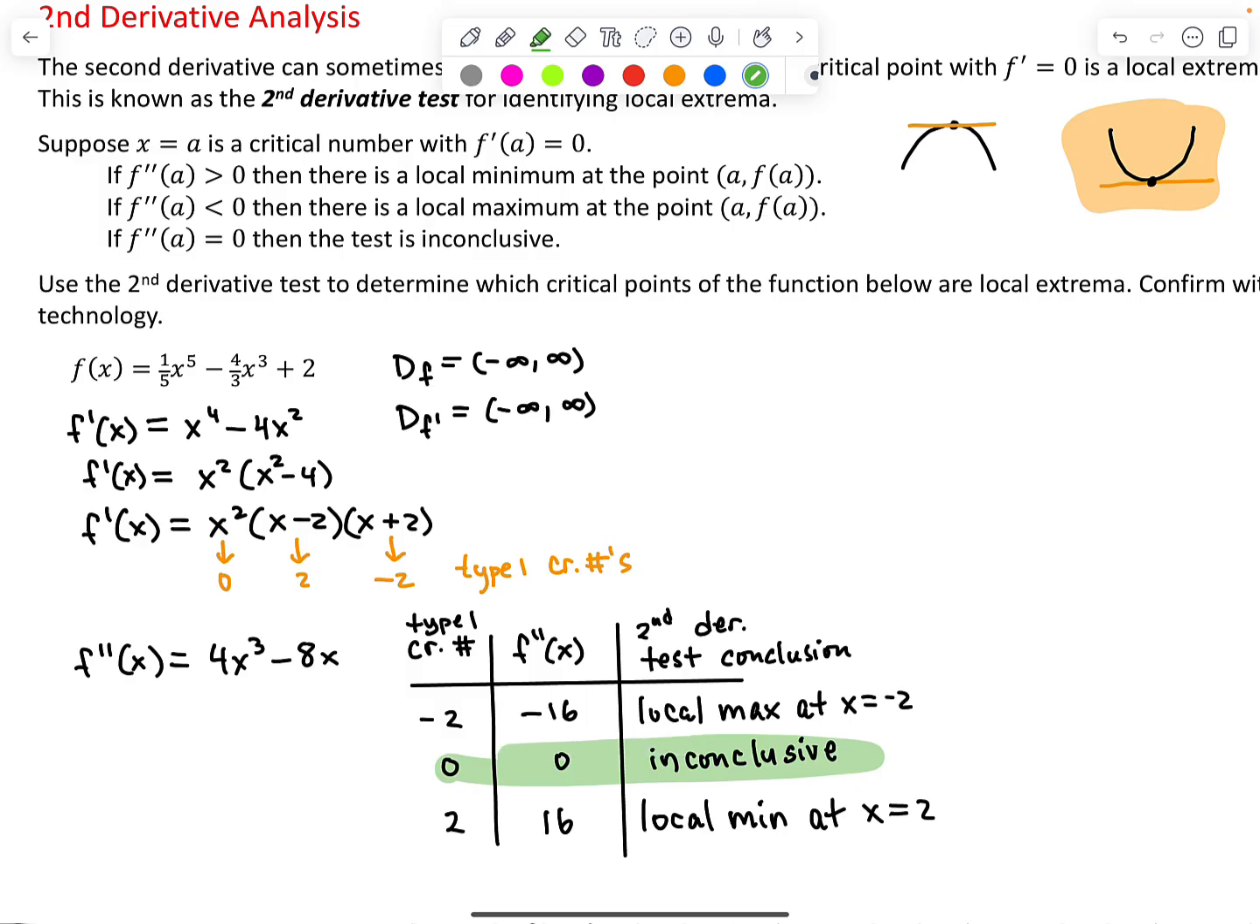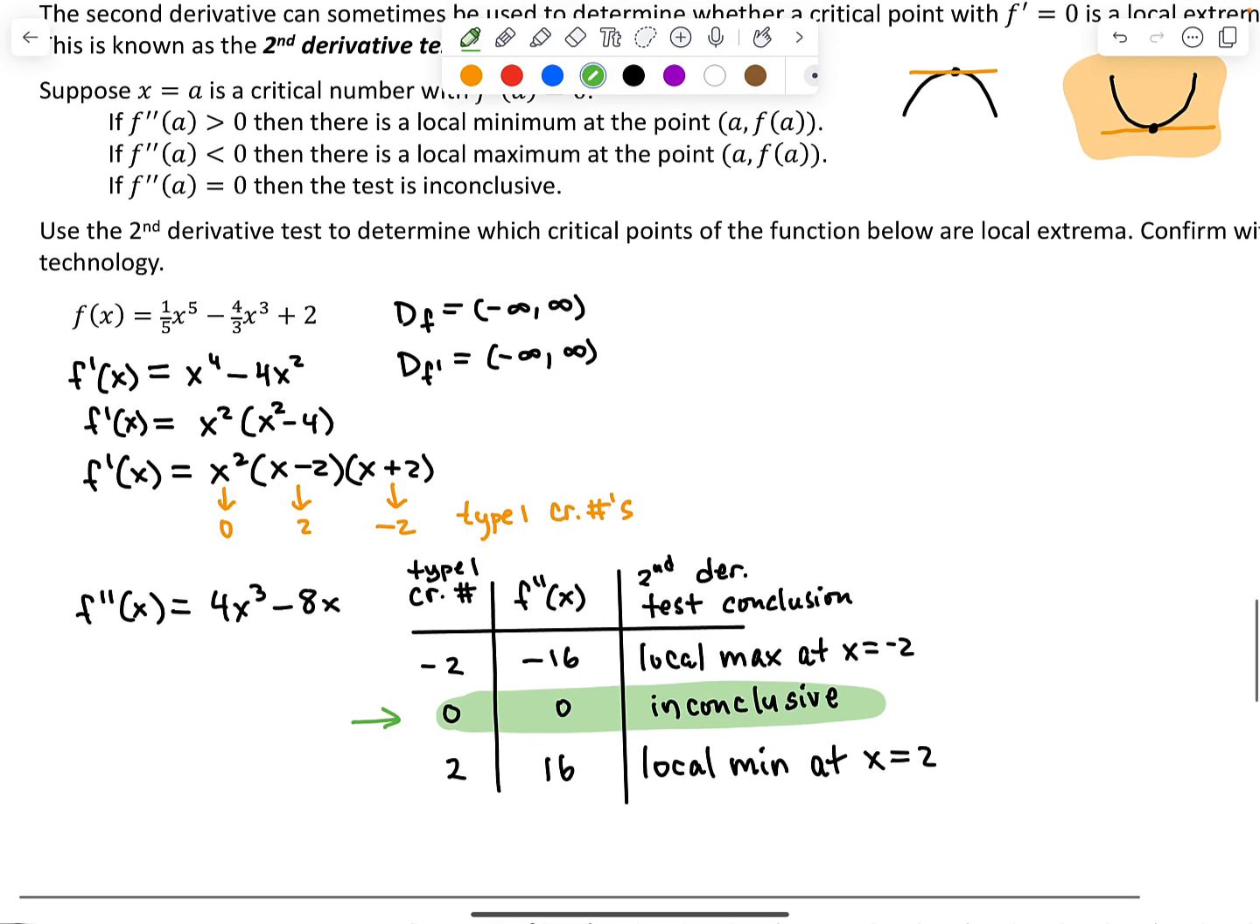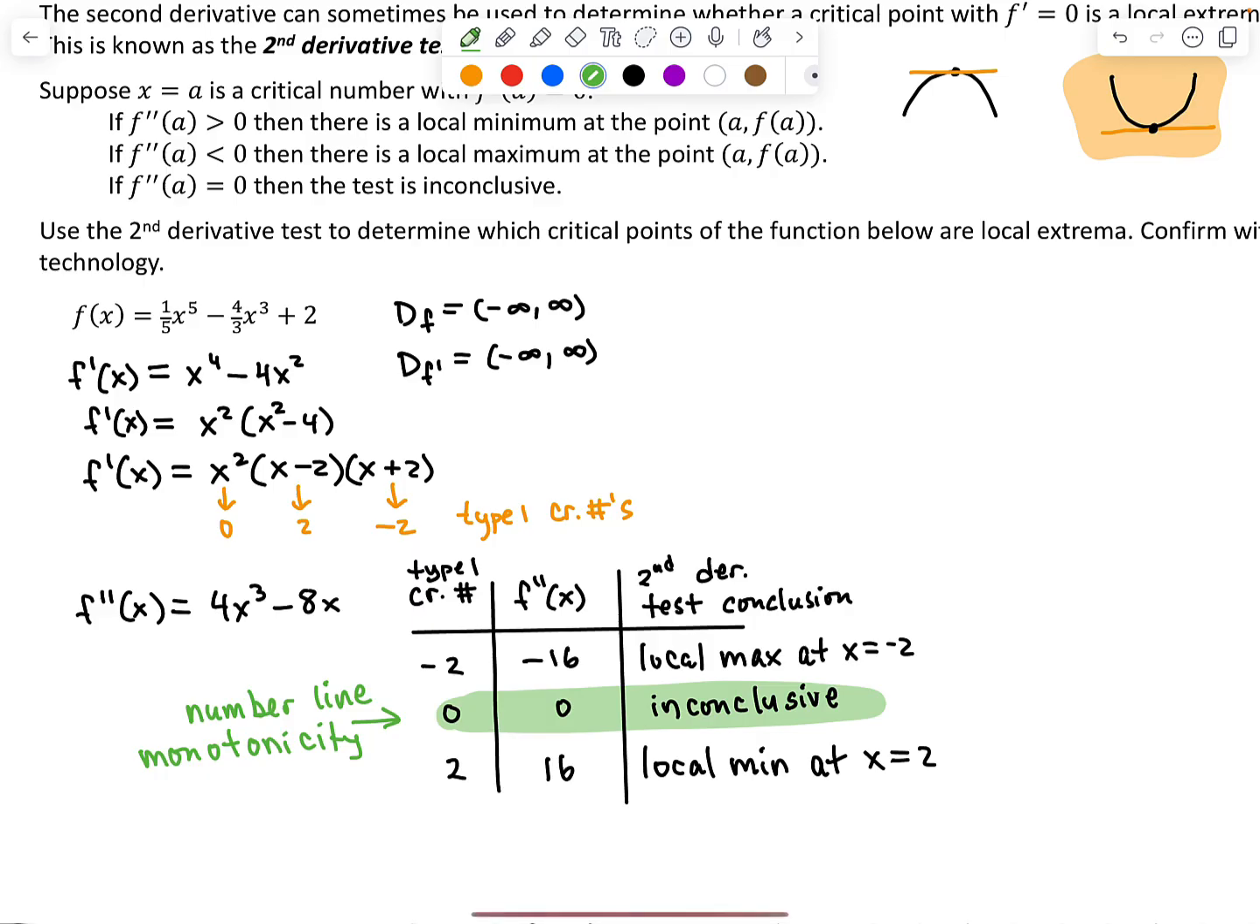If I want to know what's going on at 0, because this test was inconclusive, we would need to do a number line monotonicity test. So I would do a number line with the domain of f on it, the entire number line. I'd put all of my critical numbers, pick some test numbers, and plug them into the first derivative, not the second, because I'm trying to determine monotonicity, not concavity. Using the factored form of the first derivative is advantageous here.